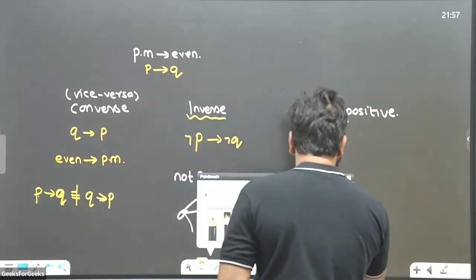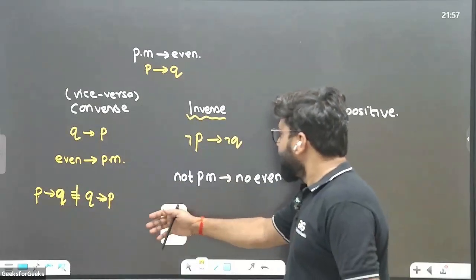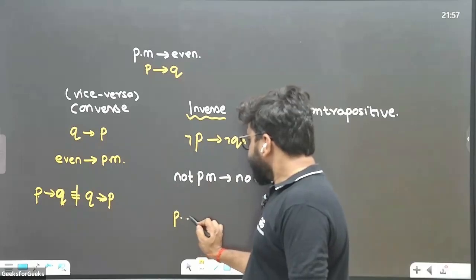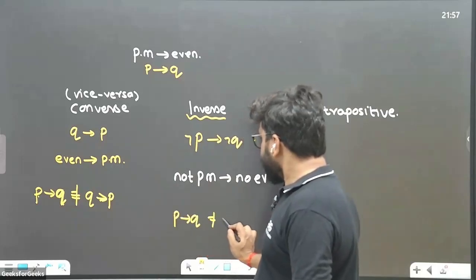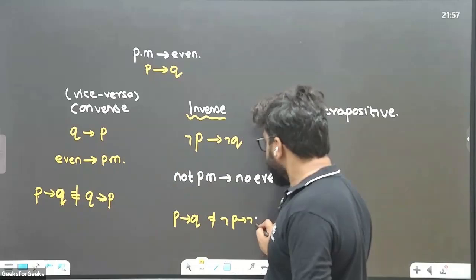So that is why this statement is also going to be false. This statement is also not the same as this. So P implies Q is not the same as negation of P implies negation of Q.